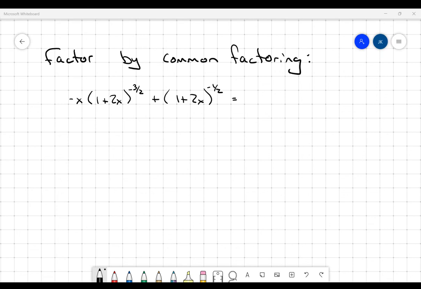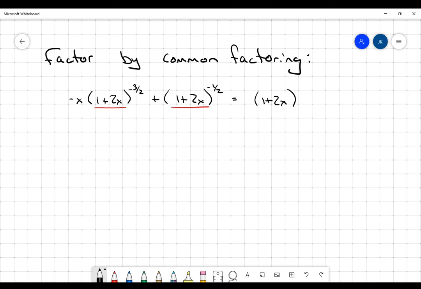All right, hi everybody. In this video, we're going to take a look at another example of common factoring. When I take a quick look at this, I see right away in this expression that there's a 1 plus 2x as a binomial factor in the first term and a 1 plus 2x as a binomial factor in the second term. So I know I am going to factor out a common 1 plus 2x raised to that.